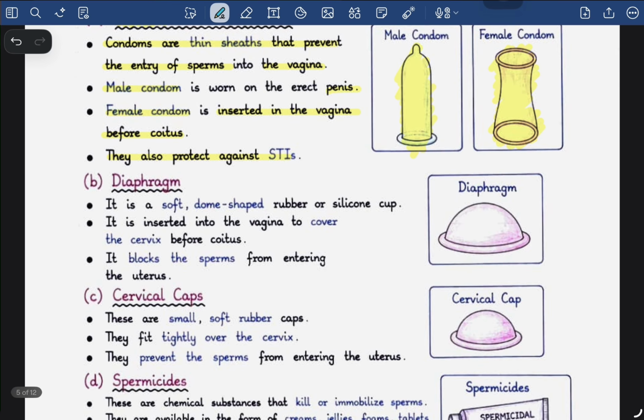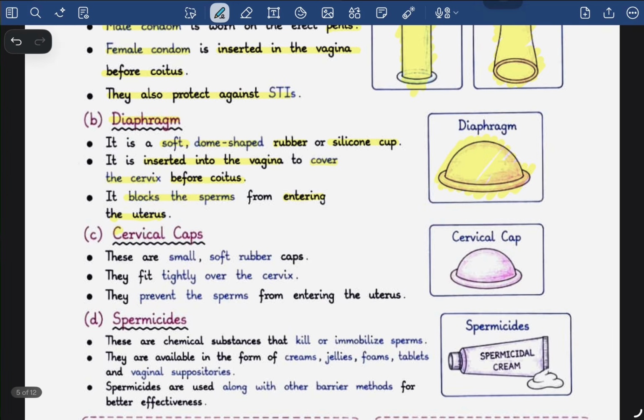The next one is a diaphragm. It is a soft dome shaped silicone cup, rubber or silicone cup. It is inserted into the vagina to cover the cervix before coitus. So these structures, you can see the diagram here also. So diaphragms are basically what? They are silicone or rubber cups which are inserted inside the vagina to cover the cervix, so that if the sperm is discharged inside the female reproductive tract, it doesn't move above the cervix. It blocks the sperm from entering the uterus.